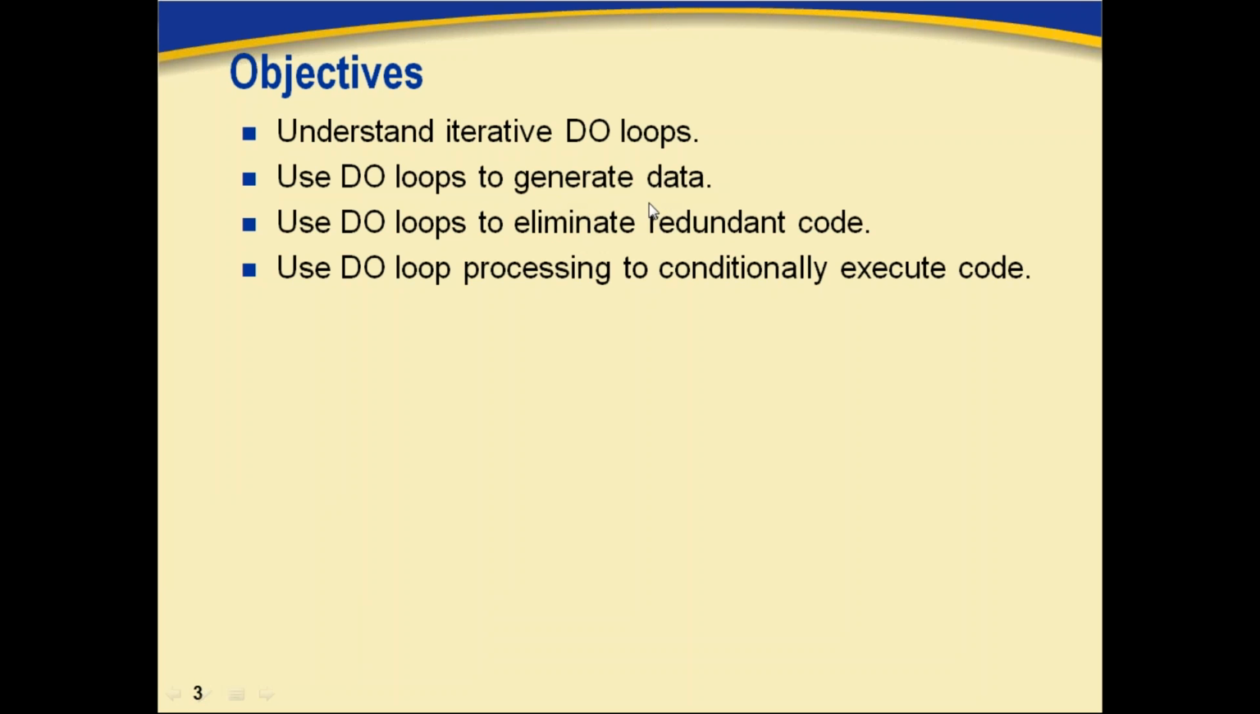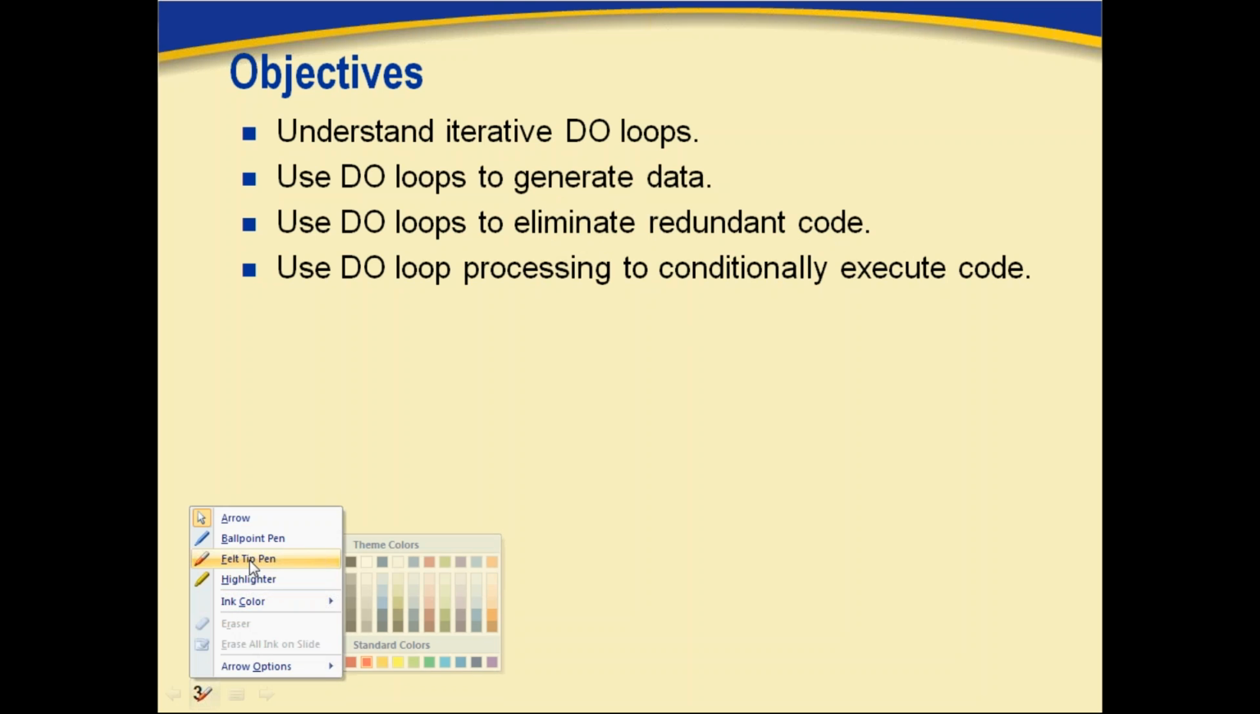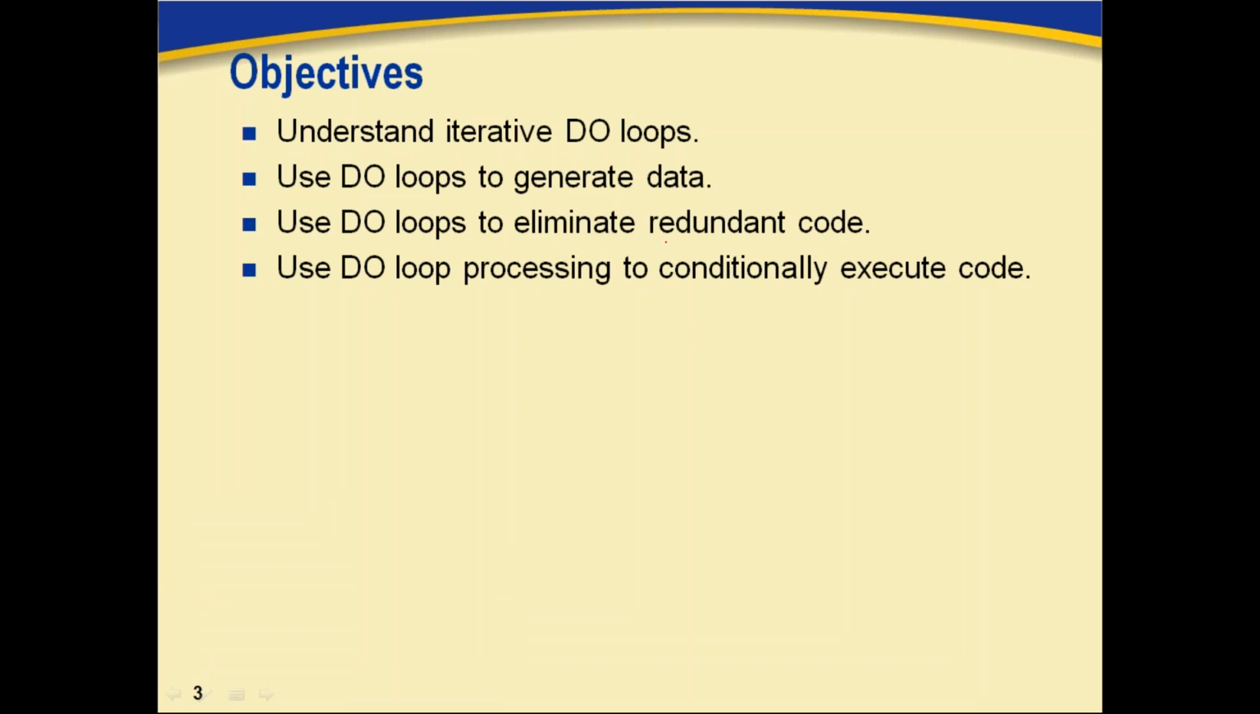So you can generate data using do loops. You can eliminate redundant code. Eliminating redundant code means, let's say you wanted to run the same conditions, the same SAS statements from the year 2001 to the year 2010. You can eliminate the redundant code using do loops, and you can conditionally execute your code. We'll see all these things. What do you mean by generate data? What do you mean by eliminate redundant code? And what do you mean by conditionally execute the code? We'll see all these examples.